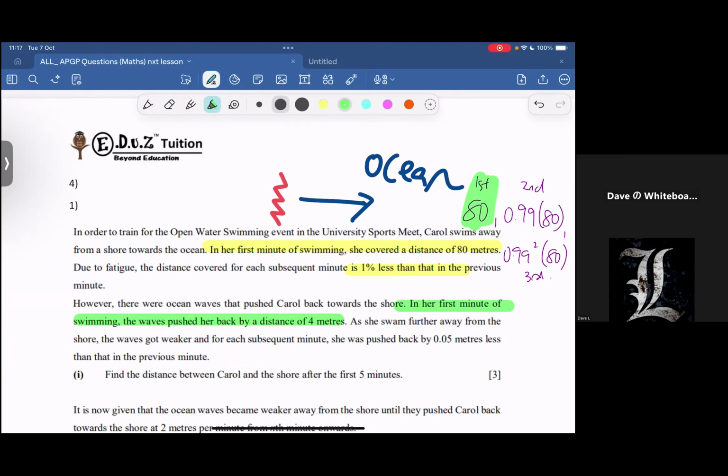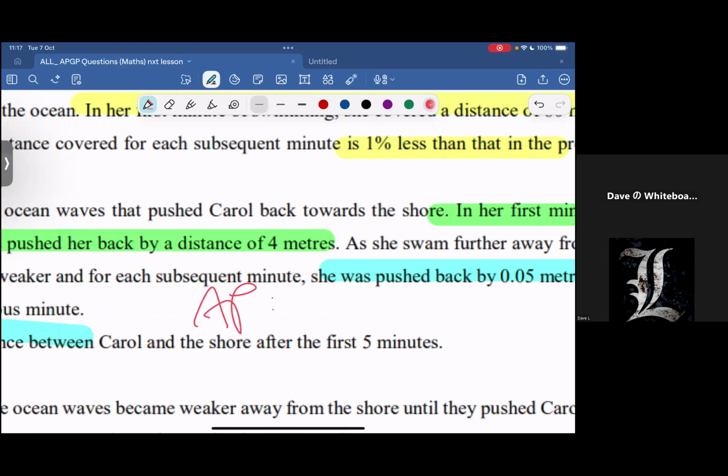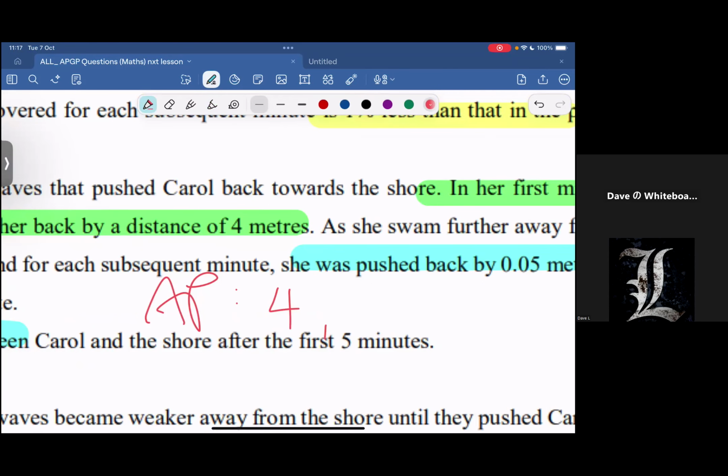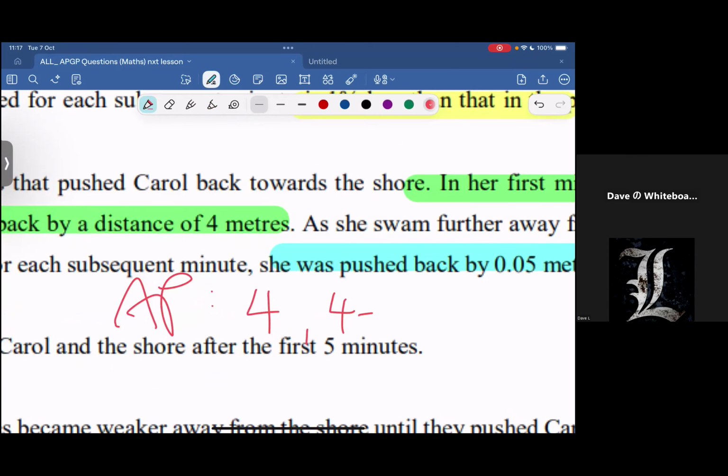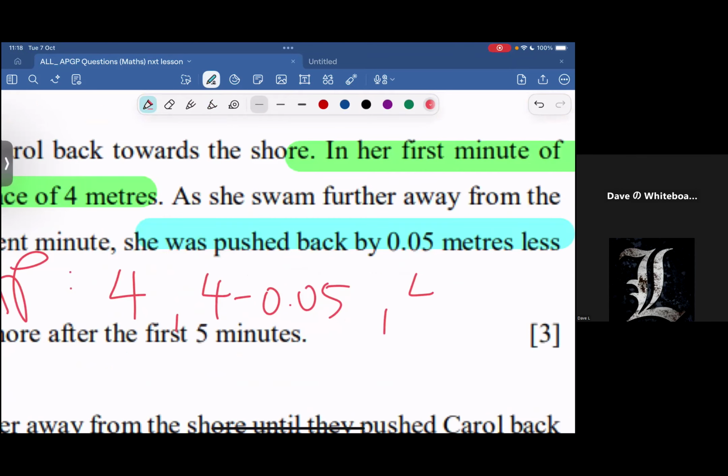Now, for the second minute, just to make it a bit clearer for you, you swim this distance during the second minute. But in the second minute, she was pushed back by 4 minus 0.05. In other words, the pushing back mechanism is an AP. The first pushes you back by 4 meters. The next one pushes you back by 4 minus 0.05 meters, so 3.95 meters is the next pushback. The next one pushes you back by 4 minus 2 times 0.05 meters.